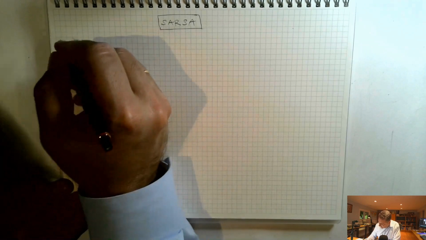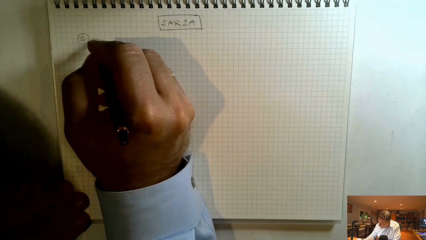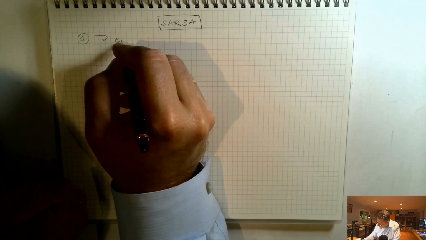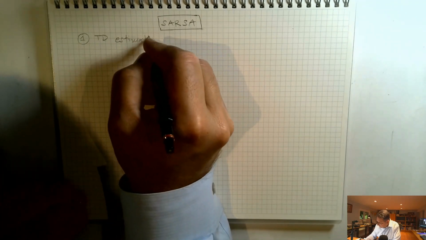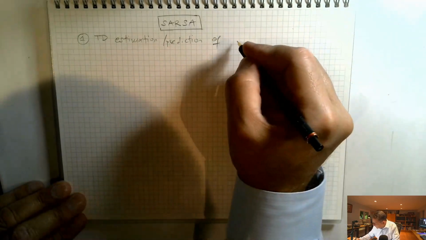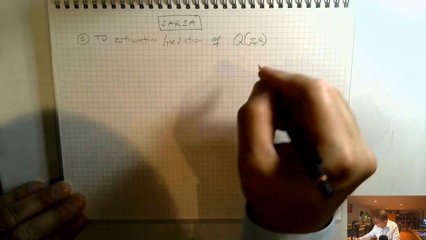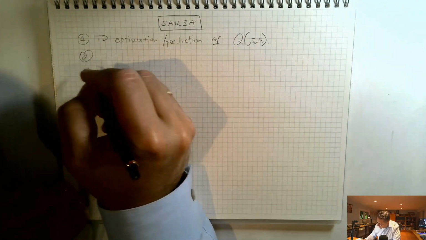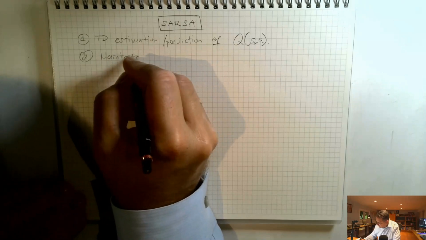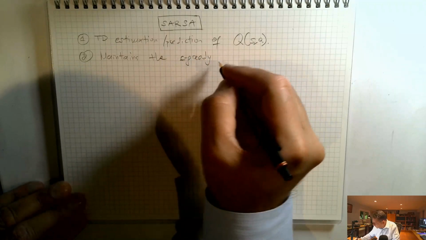If I may start the discussion, SARSA will involve two steps. We'll marry the temporal difference method, estimation or prediction, of the Q function. That's the first thing. And then, of course, the second maintains the epsilon greedy policy improvement.